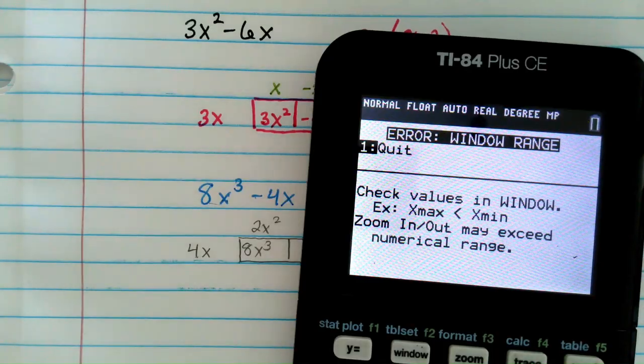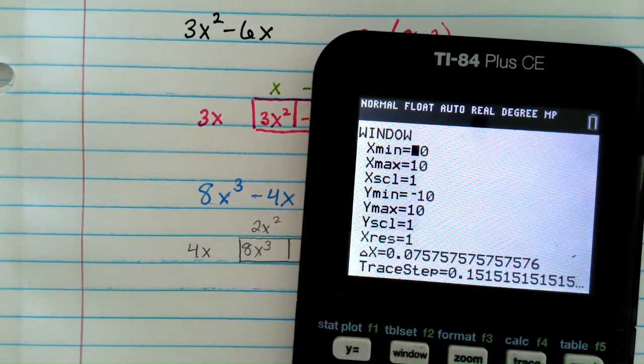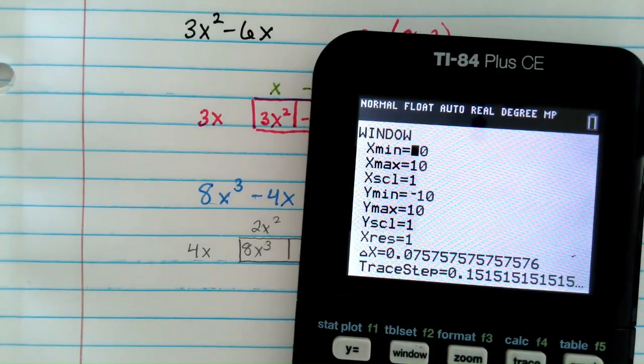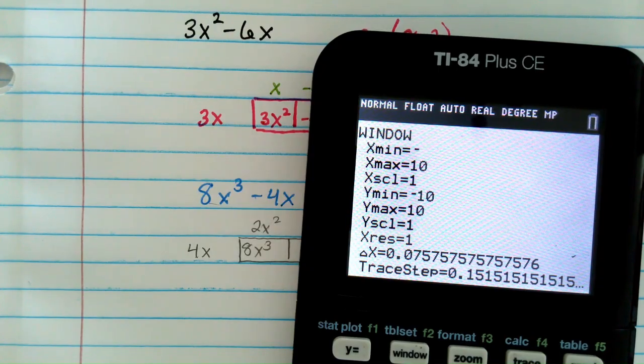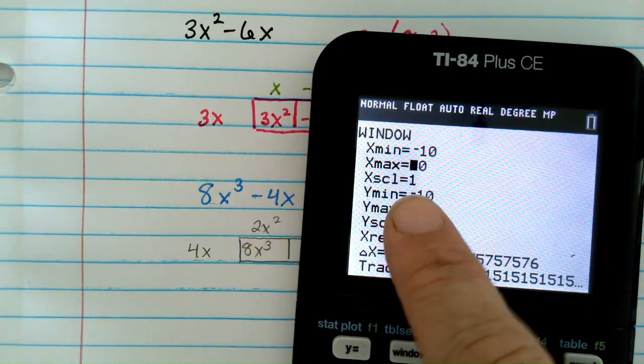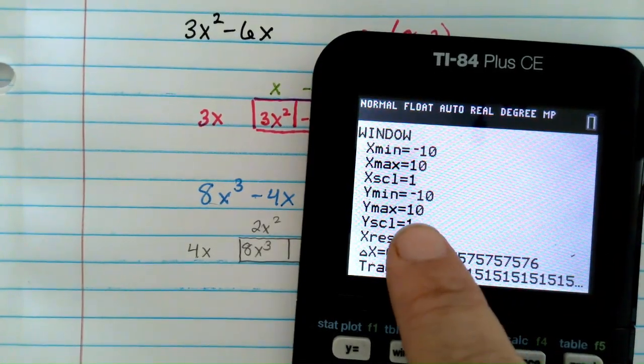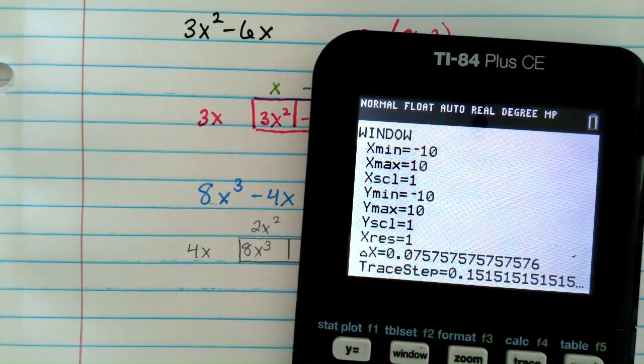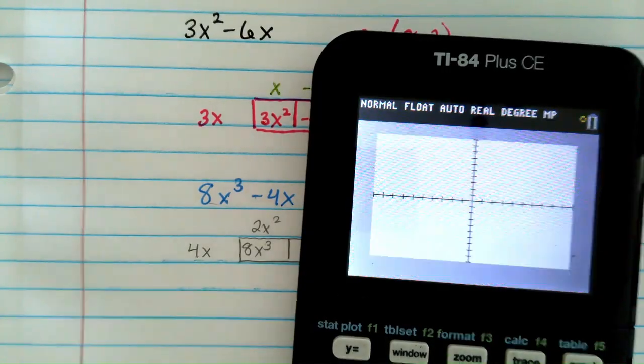Okay. And this says something about my window range, so really quick, hit quit. In my window, see how it says the x-min and the x-max are both 10? It's trying to start at 10 and end at 10. You can't do that. So we're going to start left 10, and we're going to go right 10, numbering by ones. And then I'm going down 10, up 10, also numbering by ones. So this is my favorite window. I always do my window manually. I never trust the calculator to do that. And I'm going to go ahead and graph it.